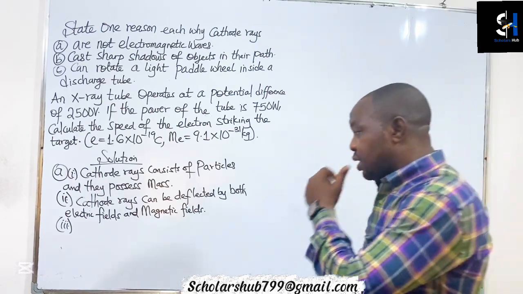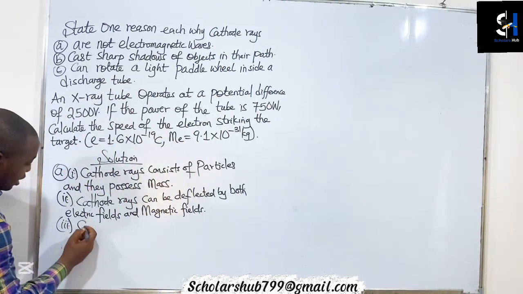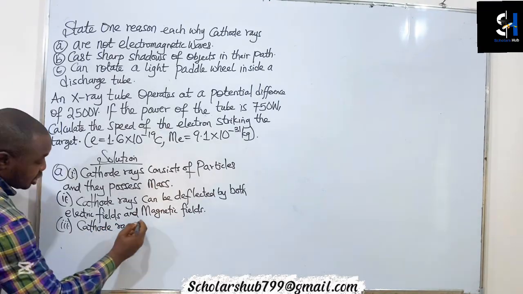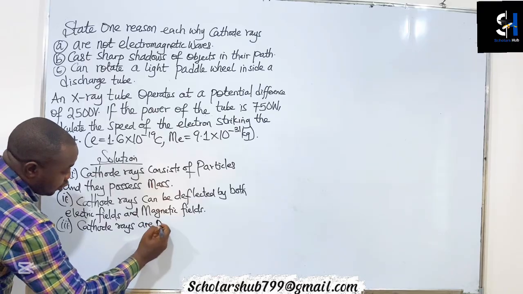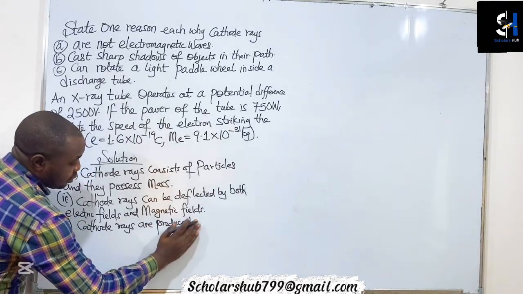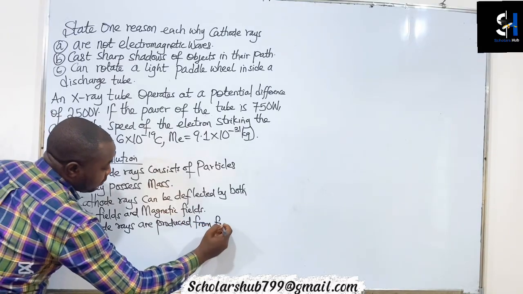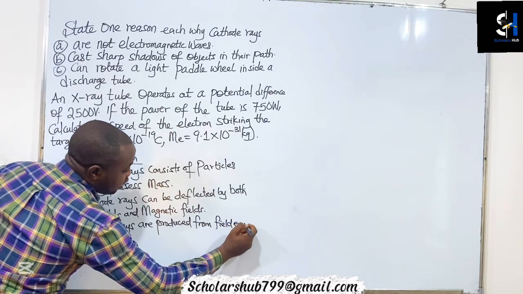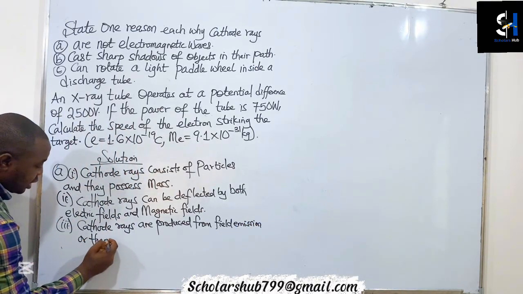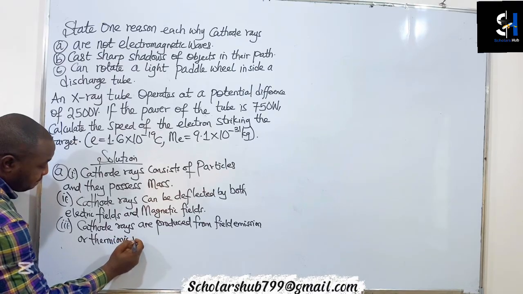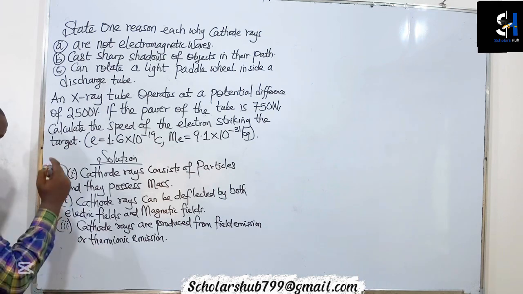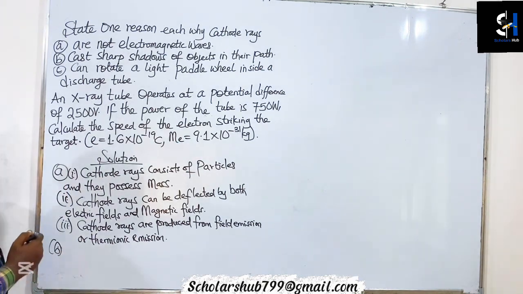All right, so which means that cathode rays are produced from field emission or thermionic emission. Okay, so that's for the first one.